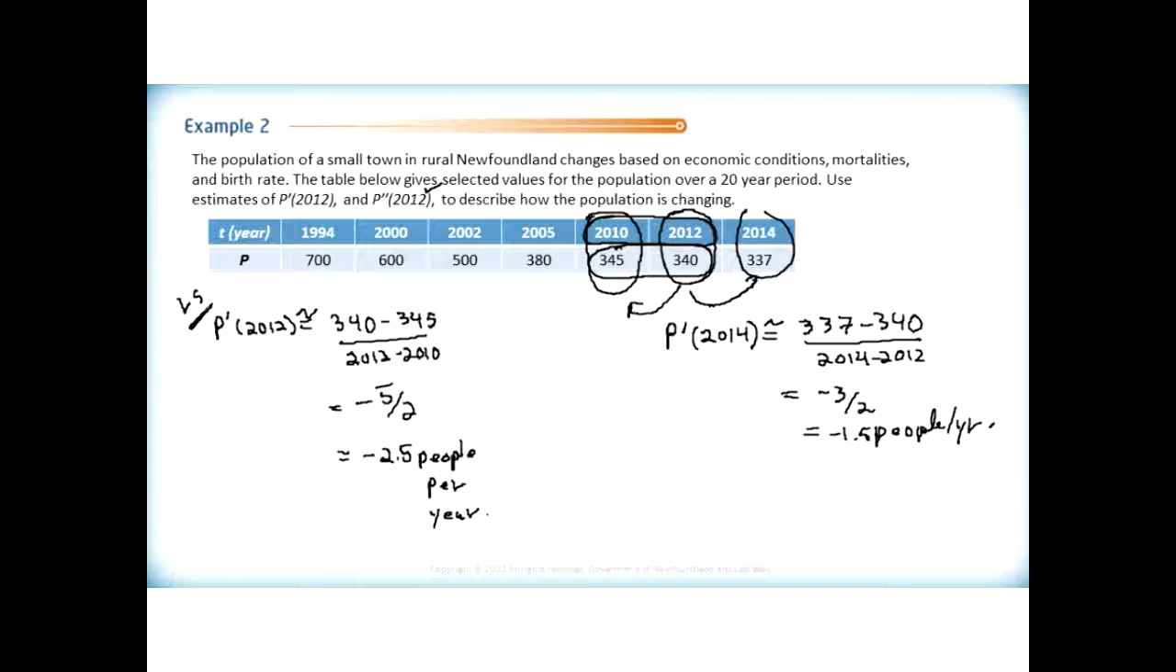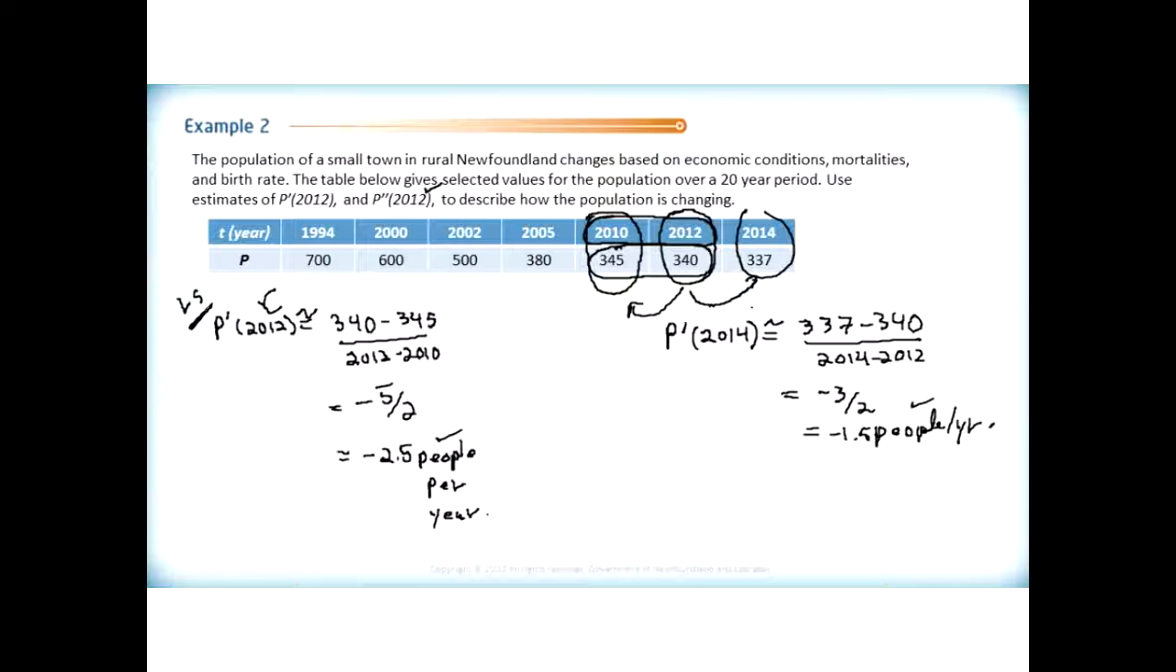Okay, so in 2012, we're losing 2.5 people per year. And then in 2014, that's an estimate, of course. In 2014, we're estimating that we're losing only a rate of about 1.5 people per year from our small town. So if we wanted to get an estimate for the second derivative, we could use those two and find out their rate of change over that 2-year span that we're talking about. So let's try that. Let's get an estimate for our second derivative.